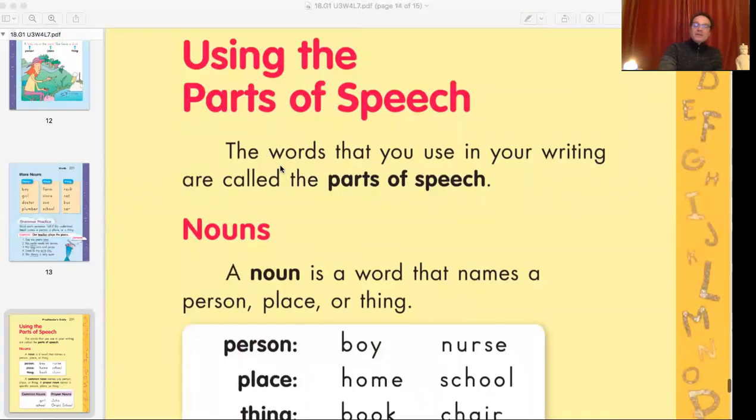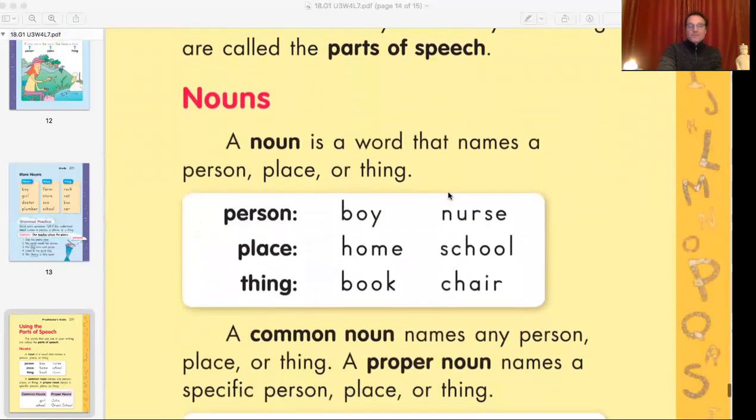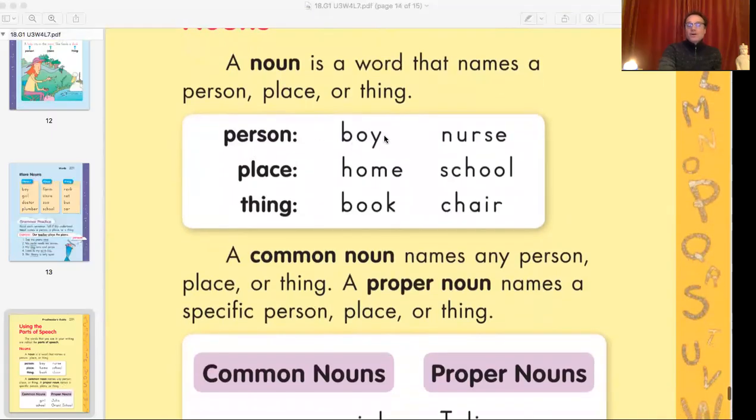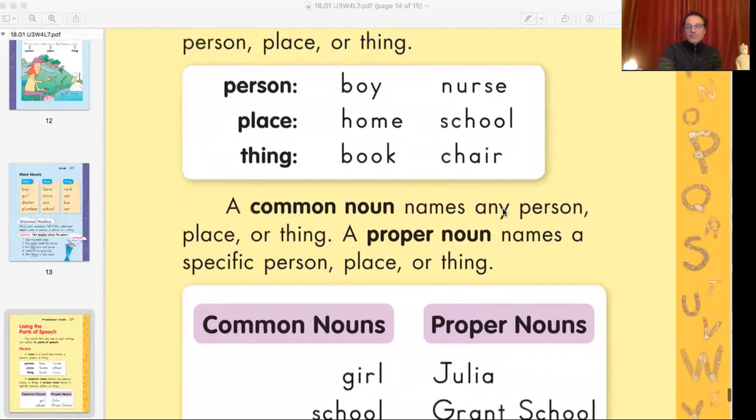Using the parts of speech. The words that you use in your writing are called the parts of speech. Nouns. A noun is a word that names a person, place, or thing. A person is a boy or a nurse. A place is a home or a school. A thing is a book or a chair.